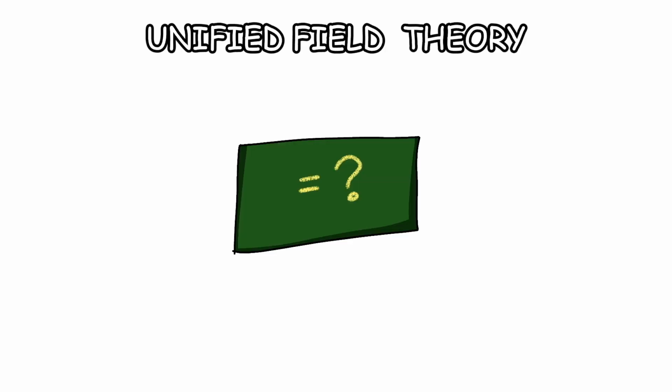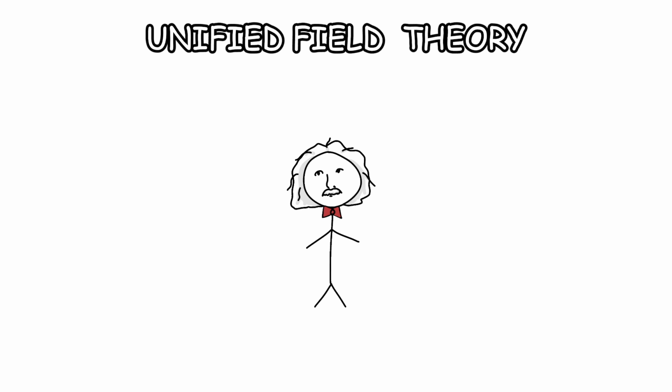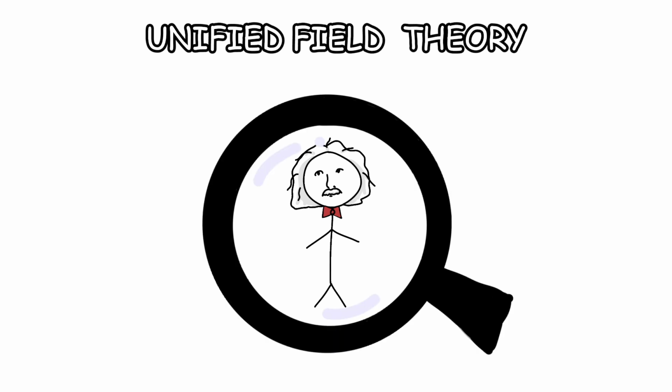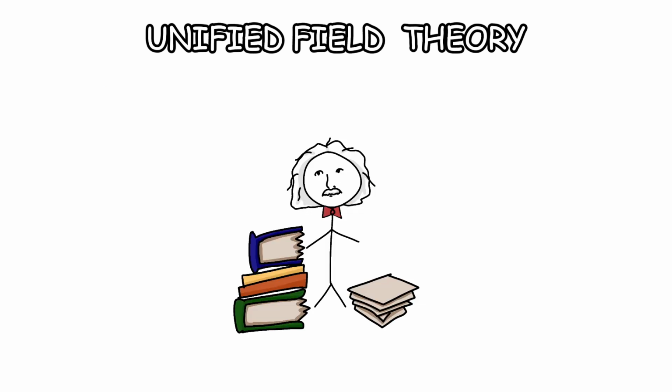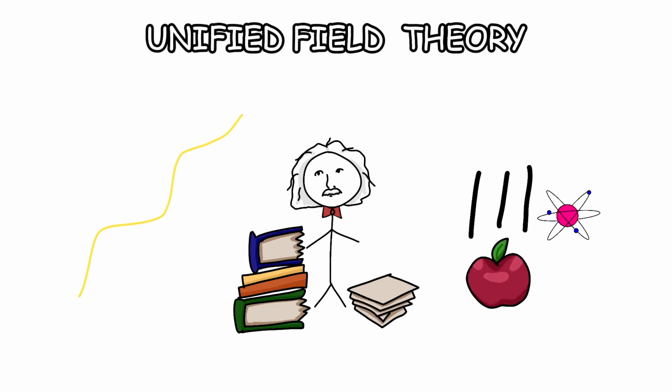Unified field theory. Einstein spent much of his later career searching for a unified theory that would include all fundamental forces of nature, along with gravity and electromagnetism. While he never fully realized this goal, his attempt paved the way for later advancements in theoretical physics, such as string theory and quantum gravity.